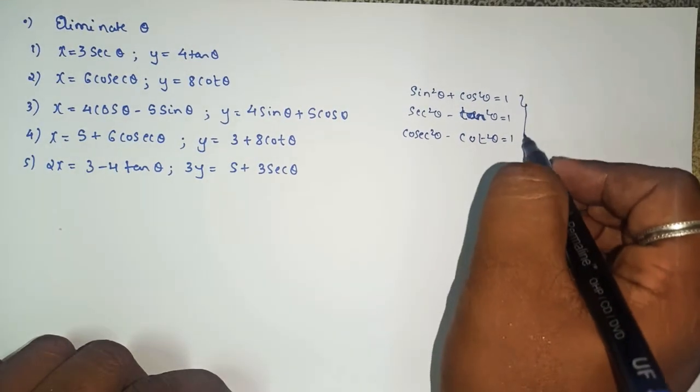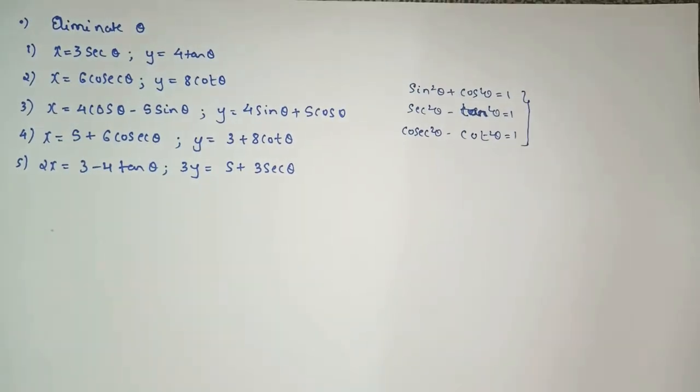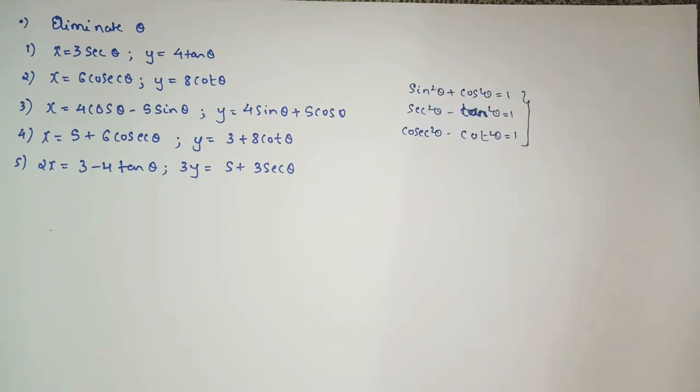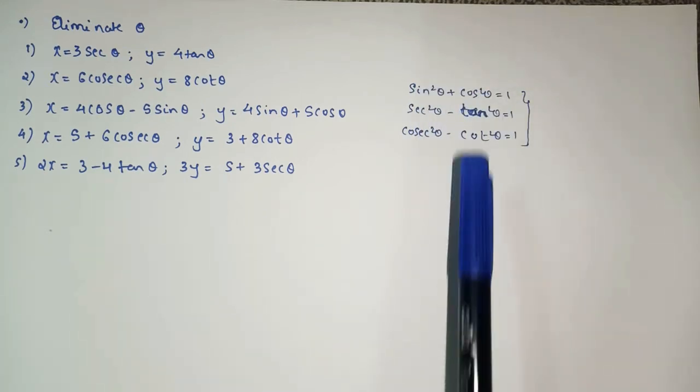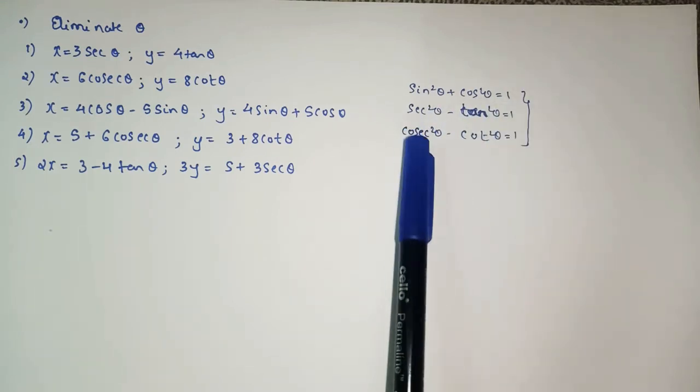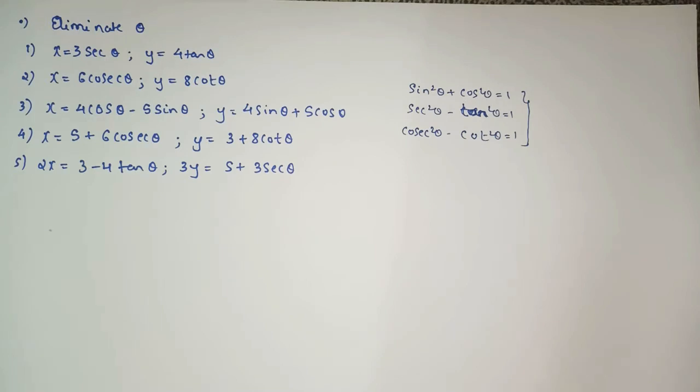Okay, so to eliminate theta, this is the easy hint. Just simply use these formulas. These are known as trigonometric identity formulas. The first one is sin square plus cos square equals 1. Then sec square minus tan square theta equals 1. Then cosec square theta minus cot square theta equals 1.